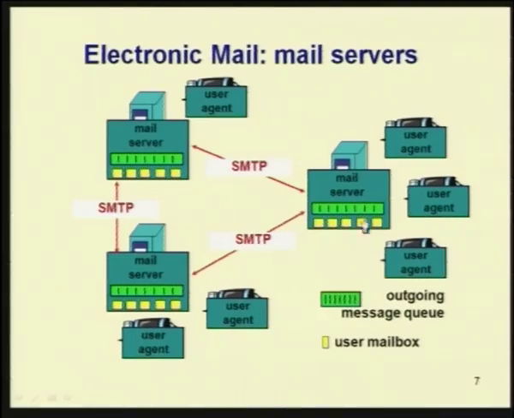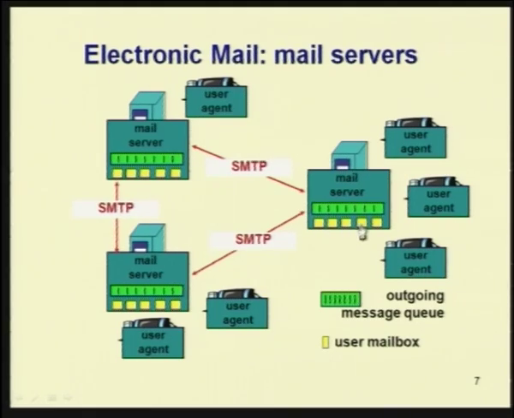If you look at this picture here, we can see that in each of the mail servers we have shown two different boxes sitting inside. The green color box refers to the outgoing message queue. All the messages from the various user agents are queued into this message queue, and from here they are transferred via the SMTP protocol to other mail servers.